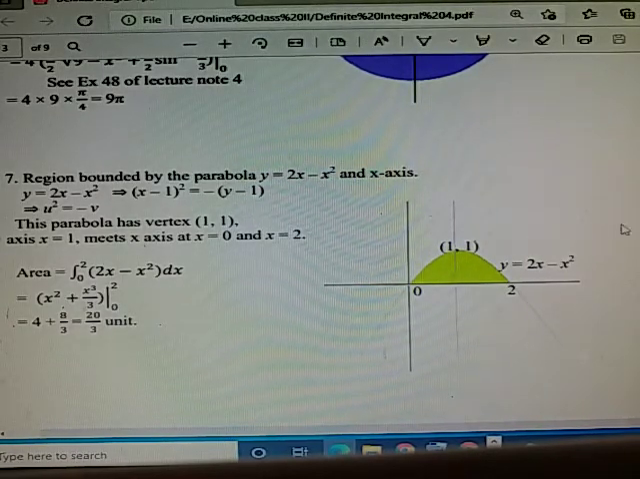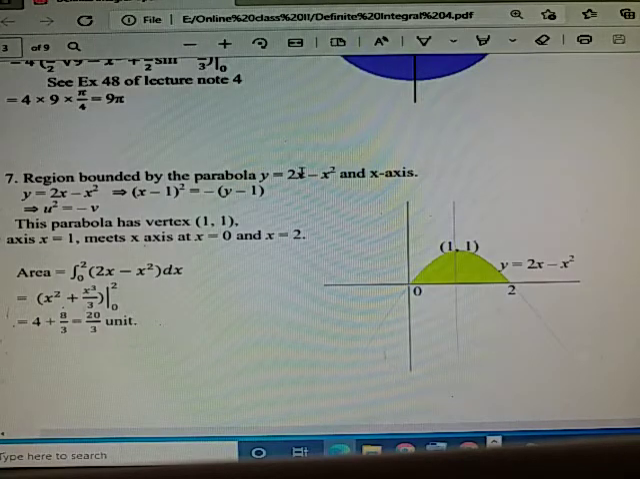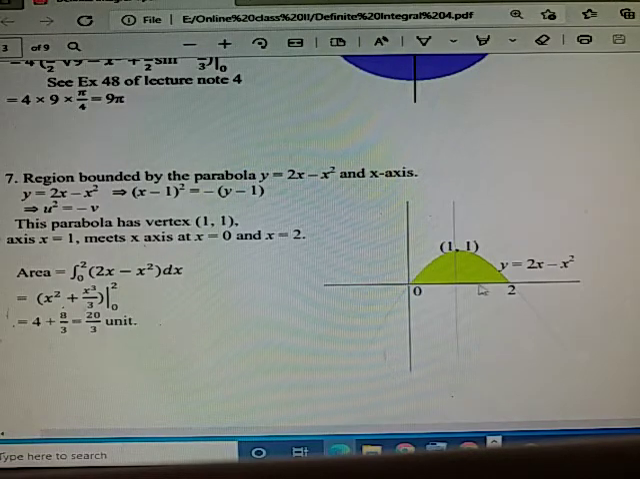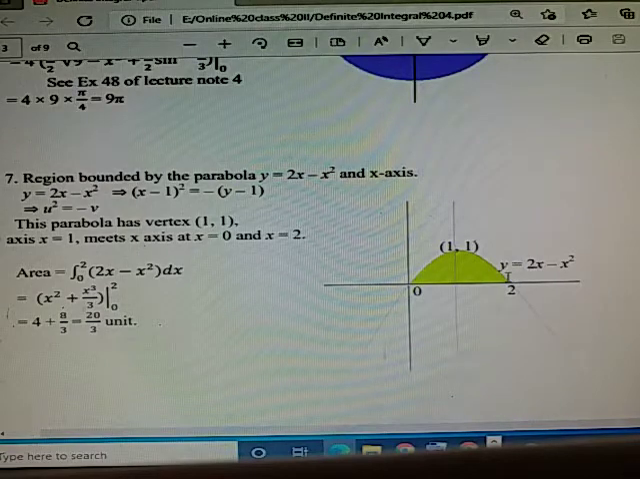This graph meets the x axis at x equal to 0 and x equal to 2. Means what? y equals 0 when x is equal to 0, also y is equal to 0 when x is equal to 2. So x is varying from 0 to 2, and the function is always positive in this region.